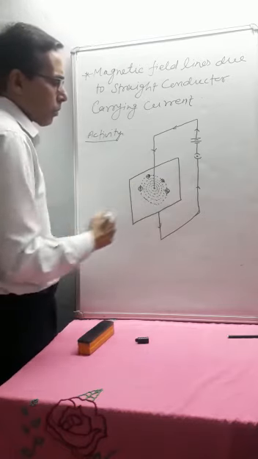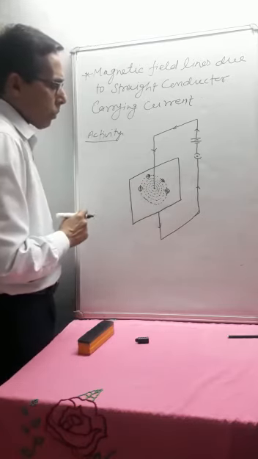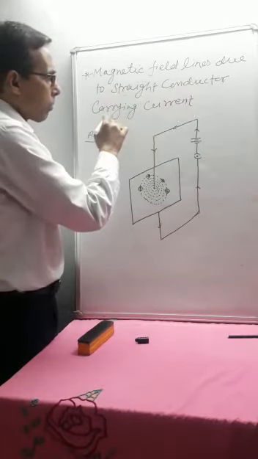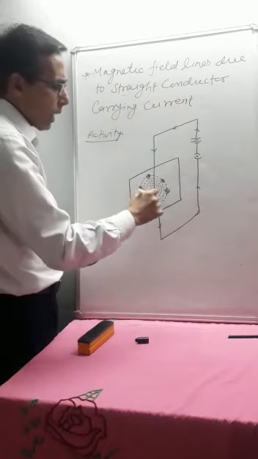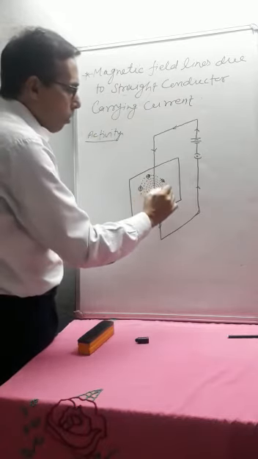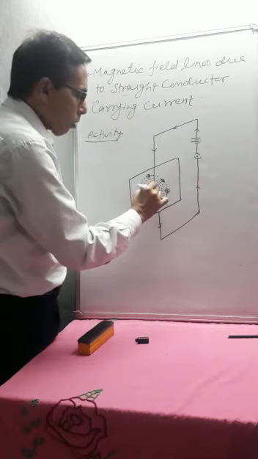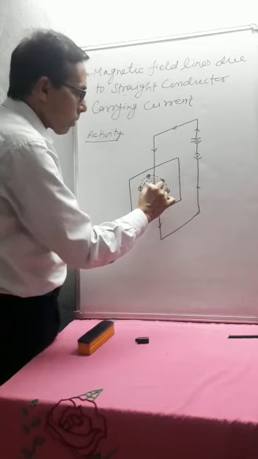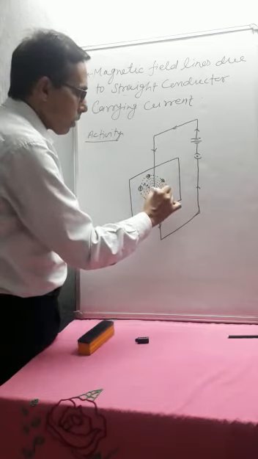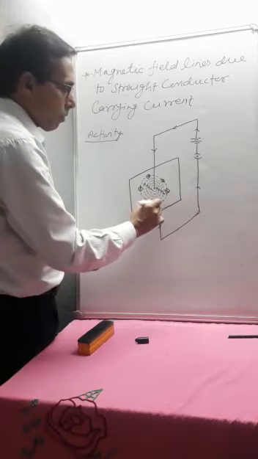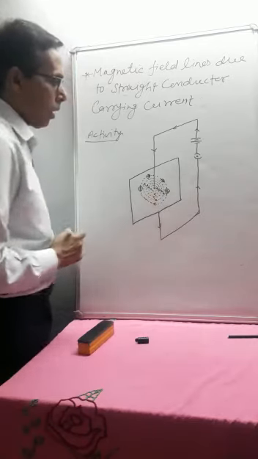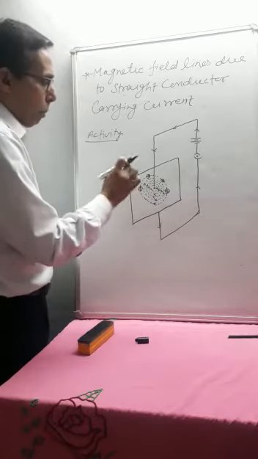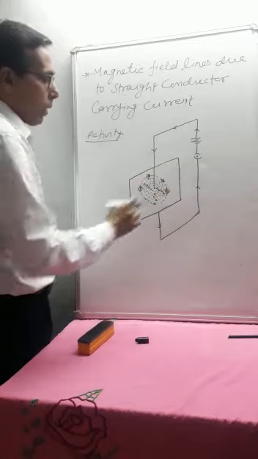so from this activity what do you conclude? If current passes through the straight conductor, then the direction of magnetic field lines will be in clockwise direction. What is the direction? Clockwise, like that. So we can find out the direction of magnetic field lines by placing a magnetic compass needle.